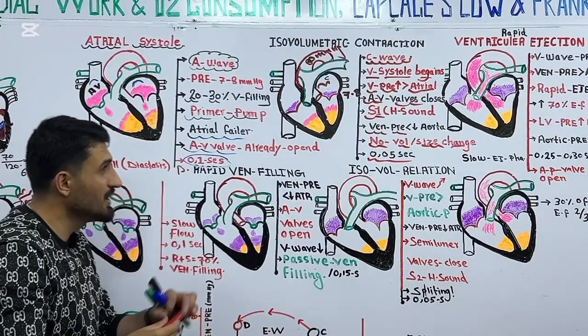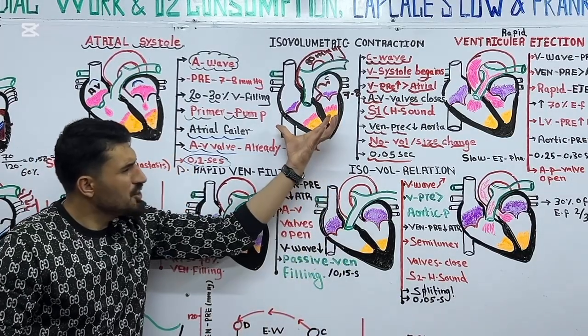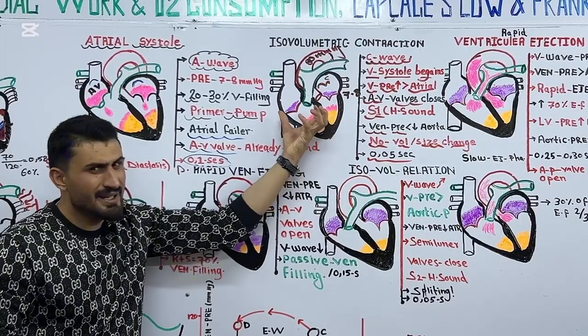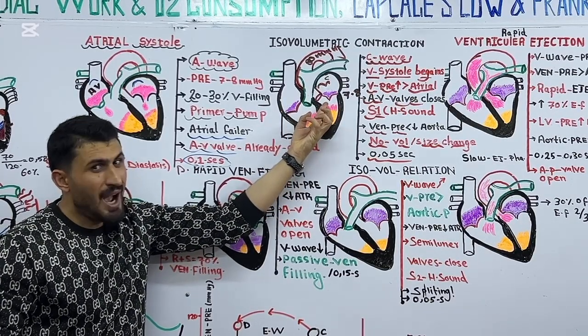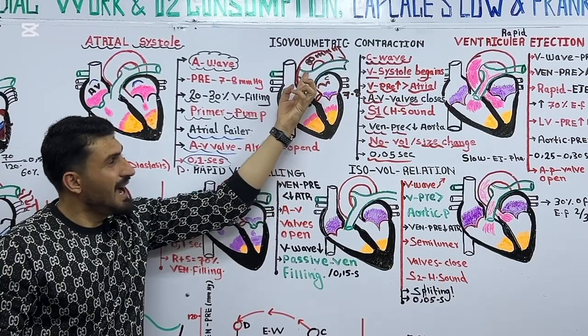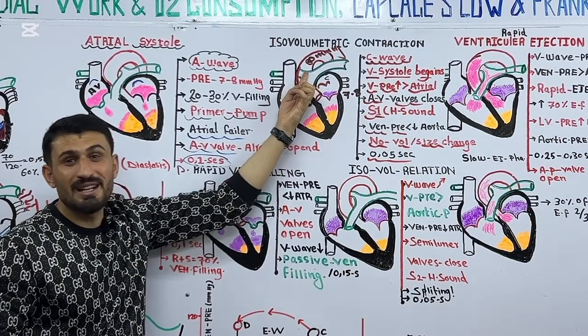Now a time will reach. Now pressure is increasing. A time will reach that the ventricle pressure rises above the atrial, then the aortic pressure.